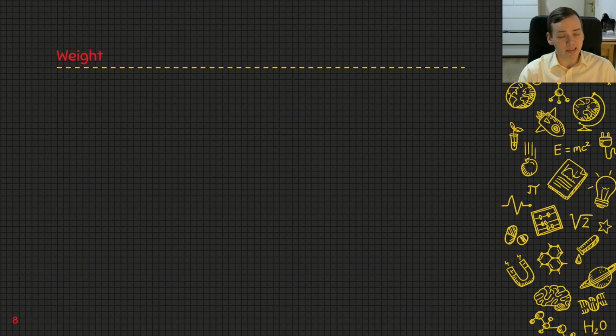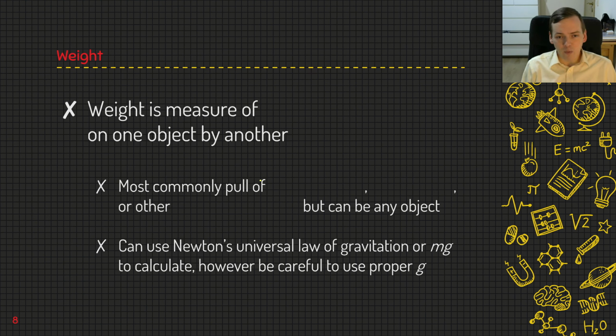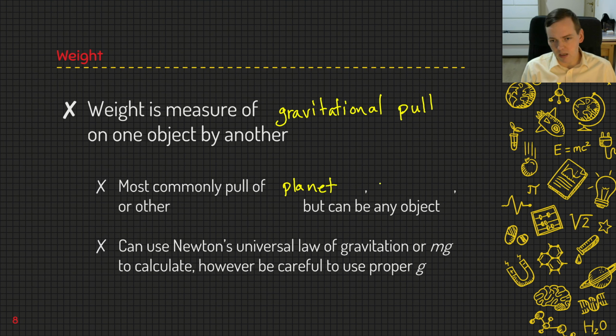But now we're going to differentiate that from weight. Weight is the measure of the gravitational pull on one object by another object. So this is most commonly the pull of a planet, a star, or another celestial body like a moon or an asteroid, those things that have really big masses so they can have a meaningful gravitational pull.